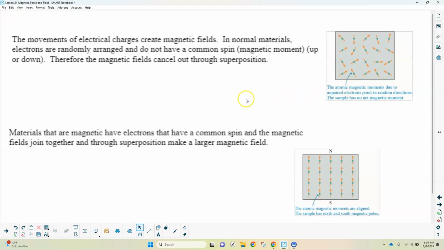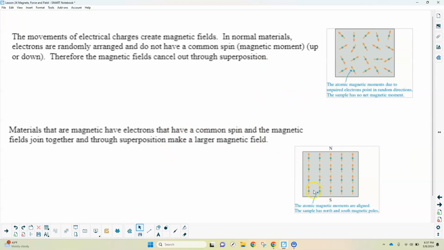But in some materials that are magnetic, the electrons have a common spin or common magnetic moment, and the fields all align and join together, and they create a net magnetic field. So we have all the arrows in here, which represent the magnetic fields, pointing in the same direction. Maybe this end of the object is south and this end is north. That's essentially what makes something magnetic.